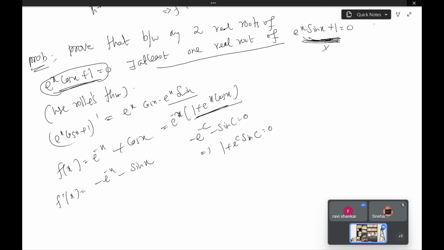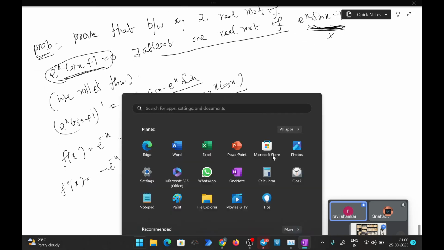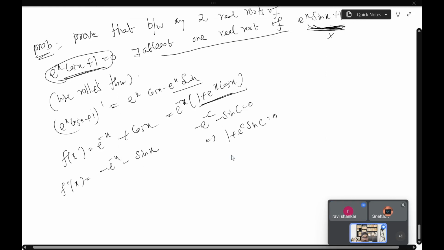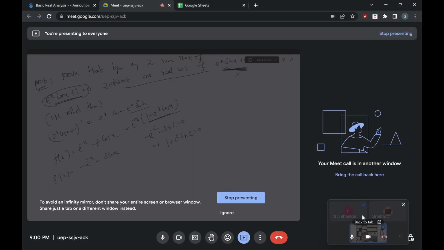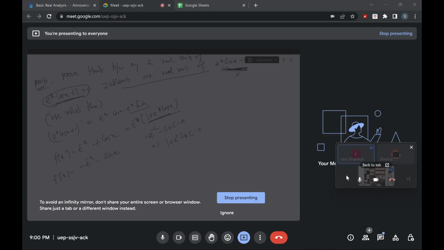Which book? Okay. So the book is, one second, let me write. Sir, in this question, how did you anticipate e power minus x plus cos x? How did you get this function? It's practice. Initially you may not be able to get it, but as long as you practice, you can. Okay, sir.